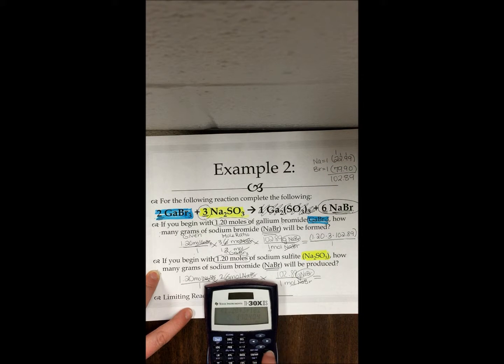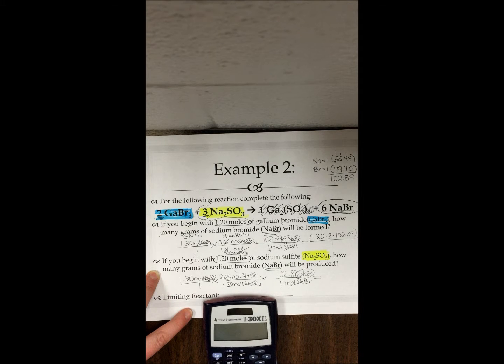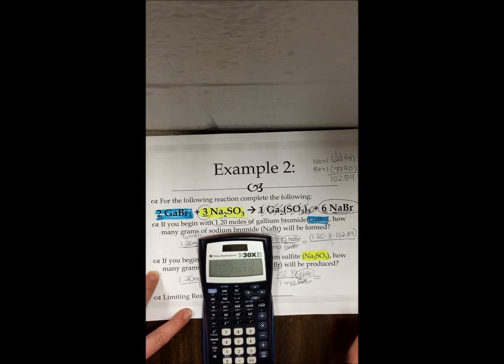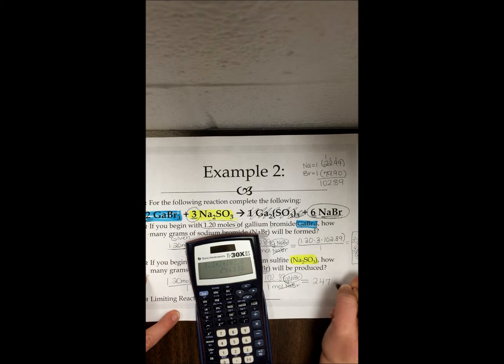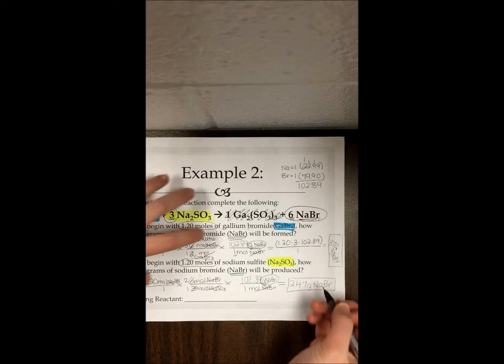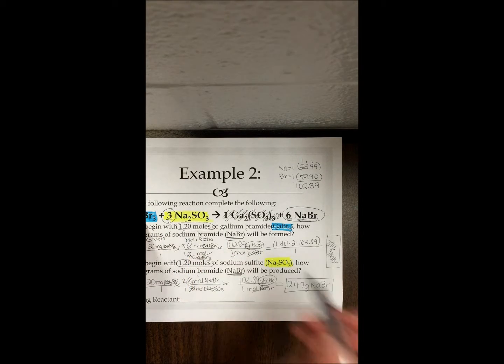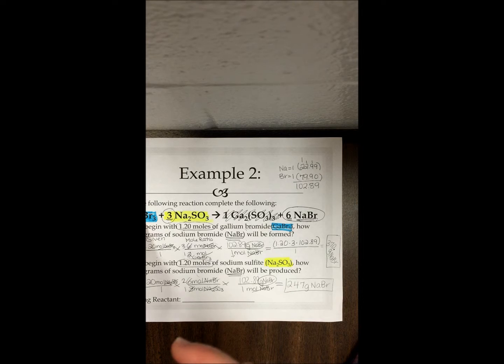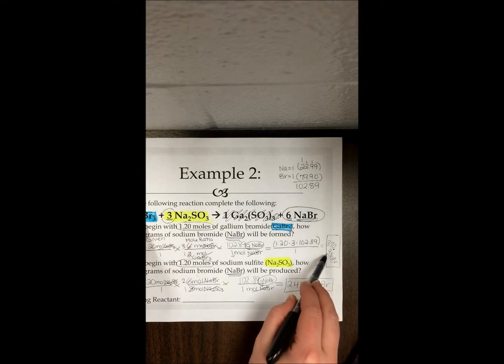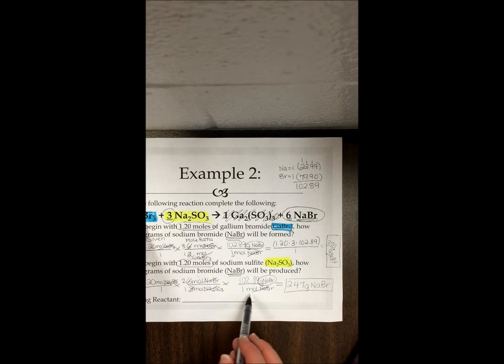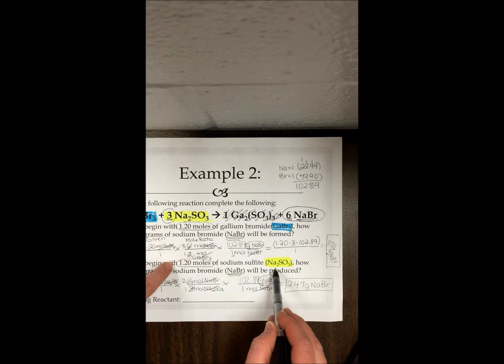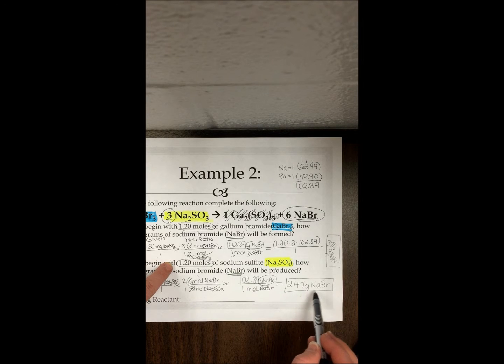That's why it's so key to label everything we have. So now let's put it in our calculator. So we're going to take 1.2 times 2 times 102.89. And our final answer is going to be 247 grams of NaBr. Now that we have both of our answers, we can compare our two answers. So our first reactant, GaBr3, gave us 370 grams of NaBr, while our second reactant, Na2SO3, only provides us with 247 grams of NaBr.